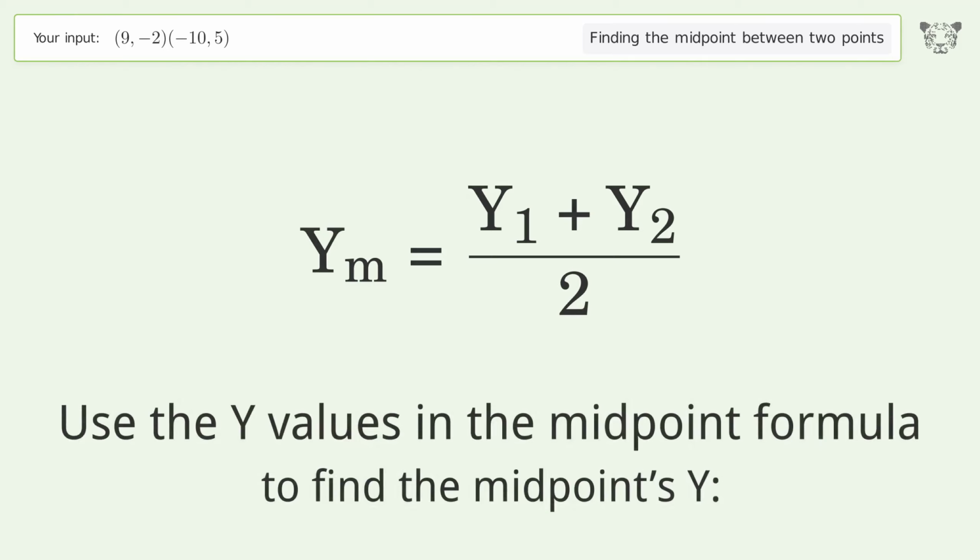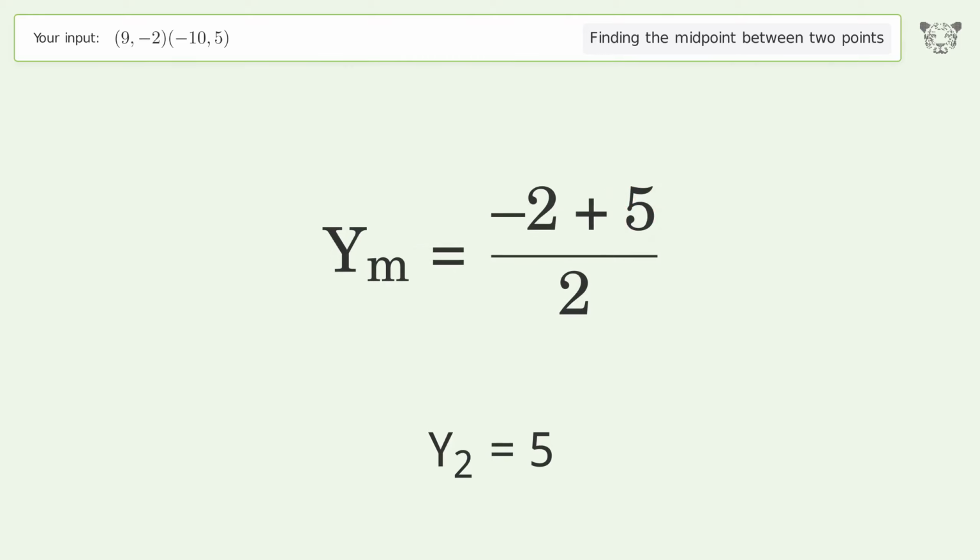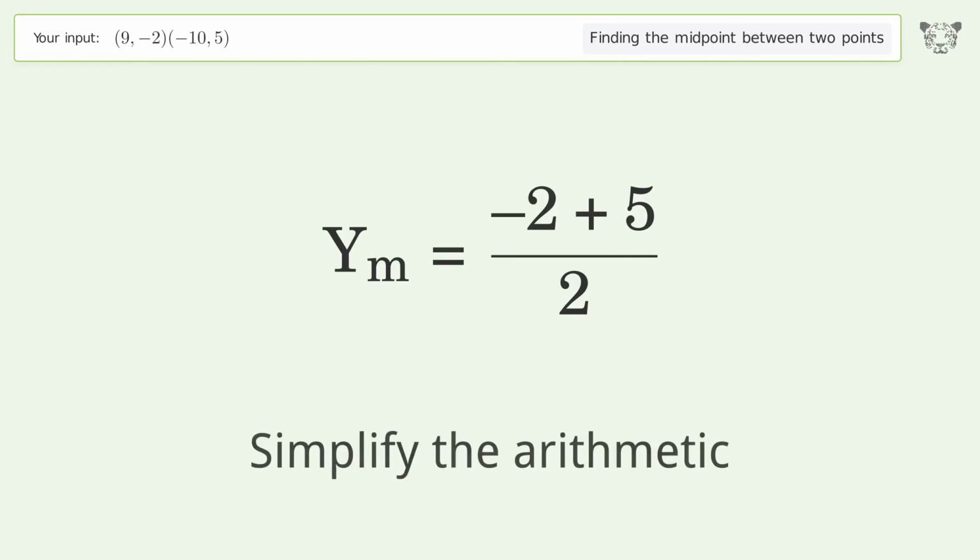Use the y values in the midpoint formula to find the midpoint's y. y1 equals negative 2. y2 equals 5. Simplify the arithmetic.